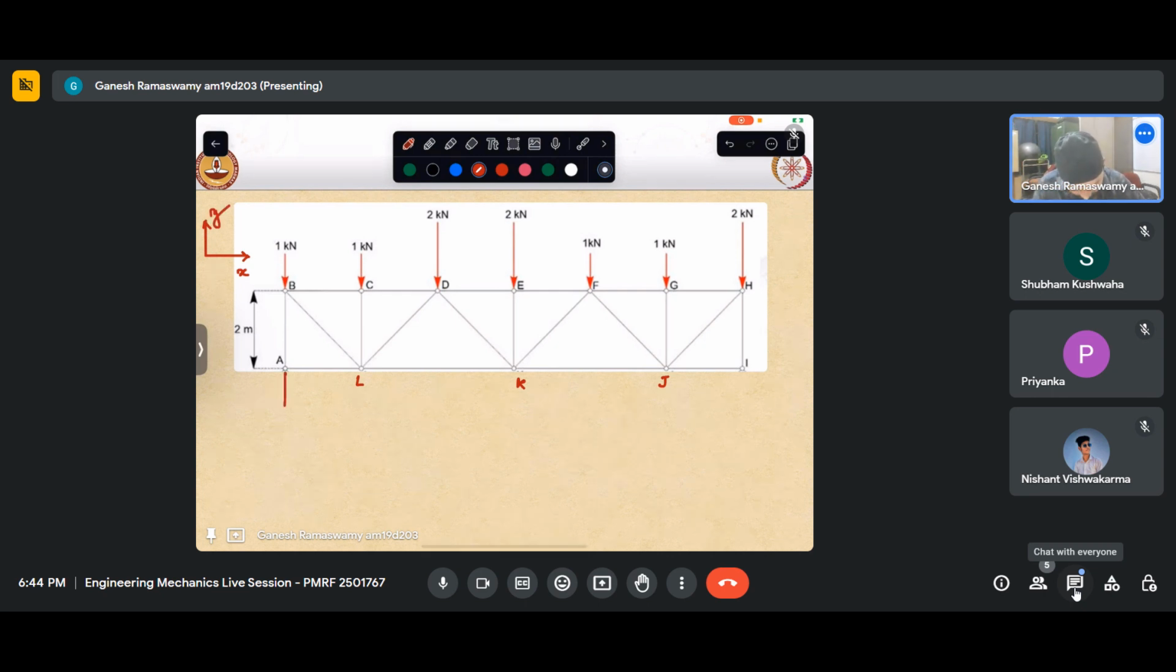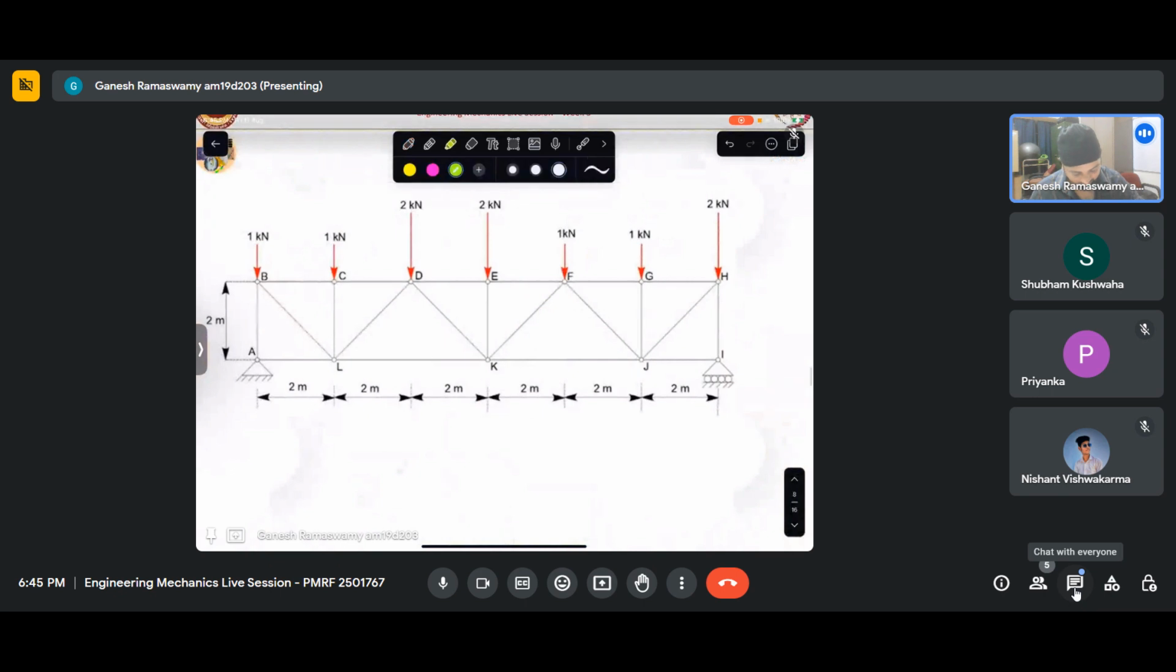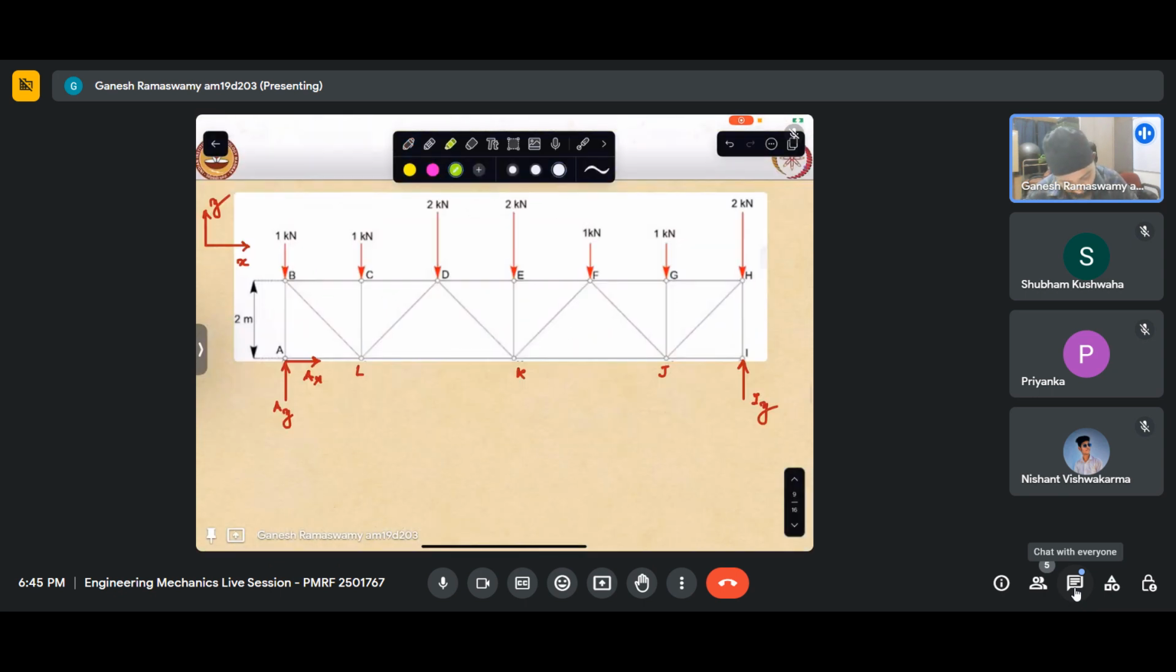So I have AY, and let me take this AX to be pointing like that. AX. And we know that at I there is a roller support, so it will just be IY. Okay, and each of these is 2 meters. In the question it is given. So each of the smaller segments is 2 meters.